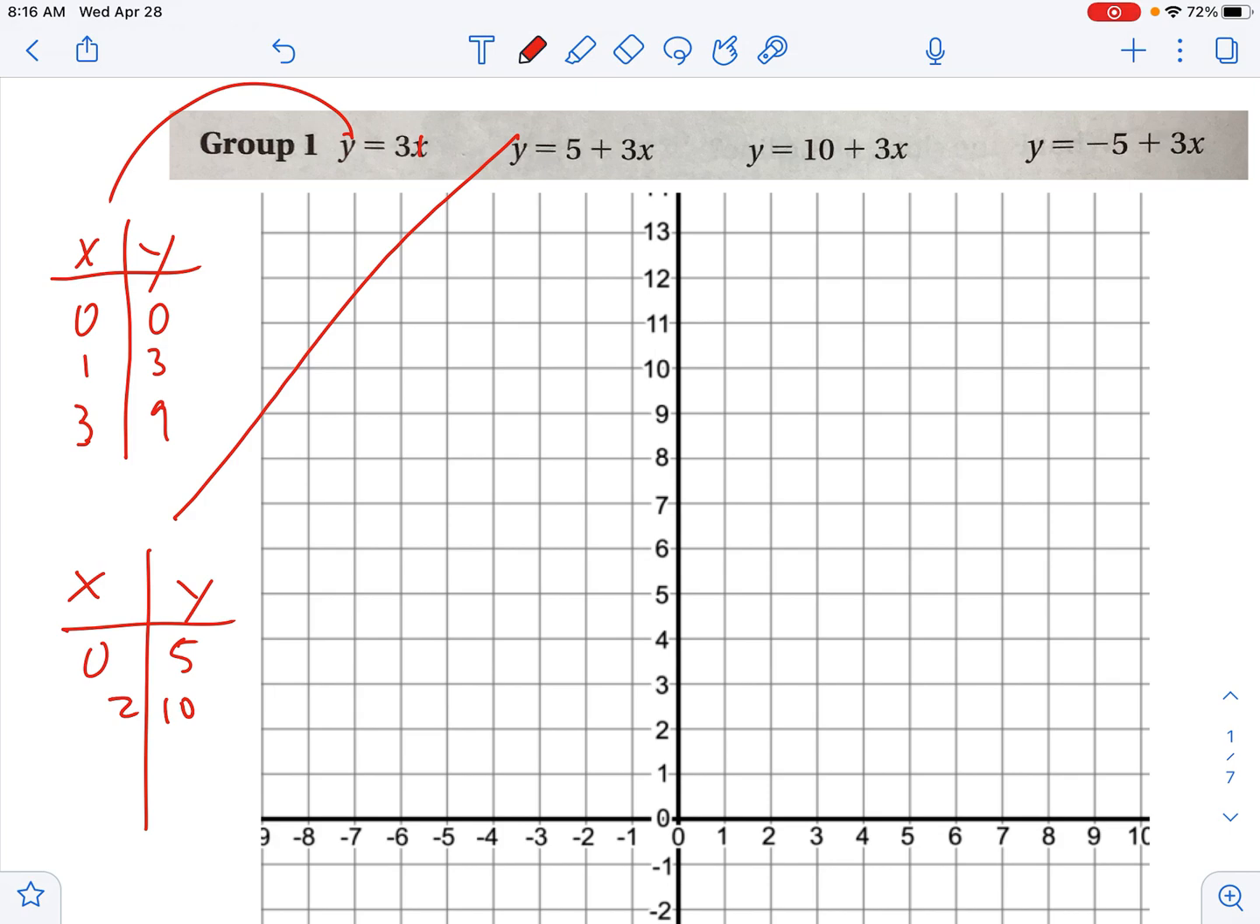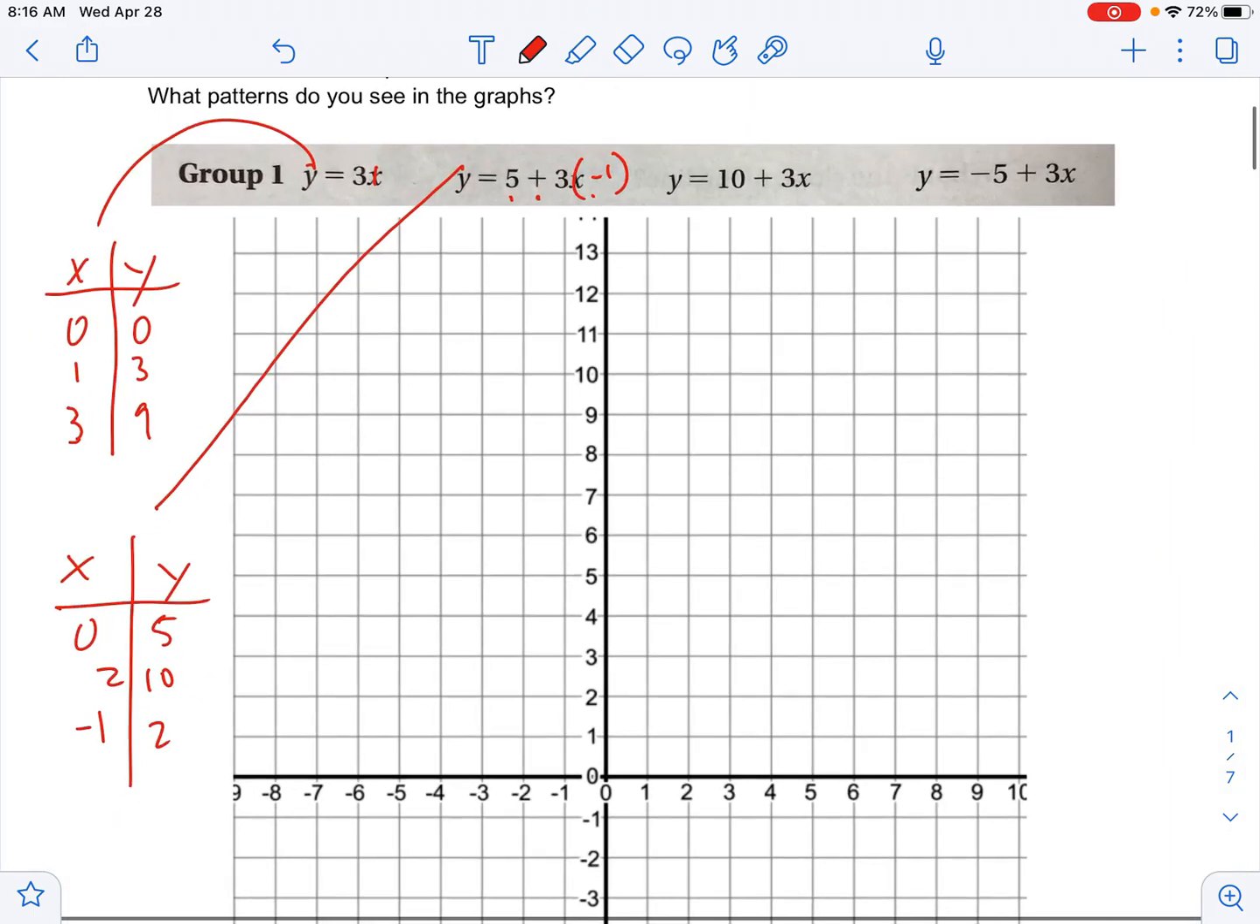I'm going to do a negative number. We can handle it. Let's do negative numbers. 3 times negative 1 is negative 3. 5 plus negative 3 is 2. So when x is negative 1, y is 2. Yeah, we got this. No big deal.